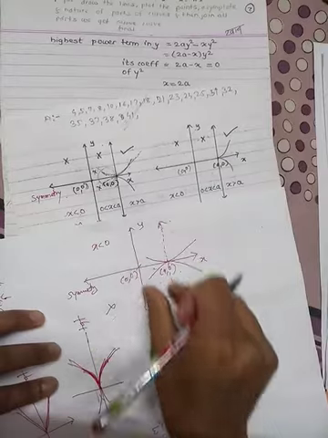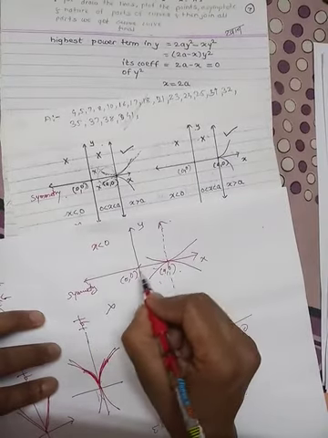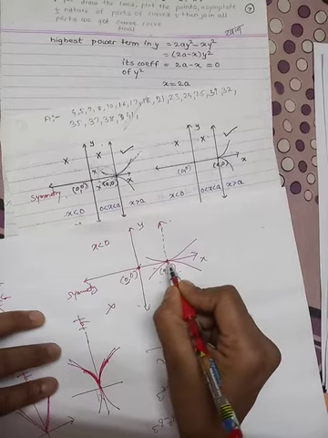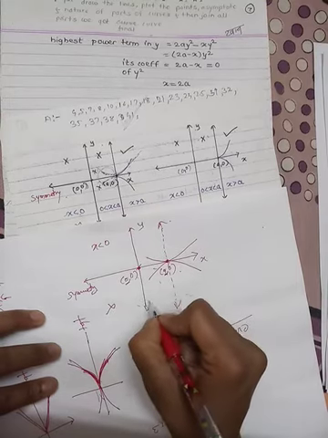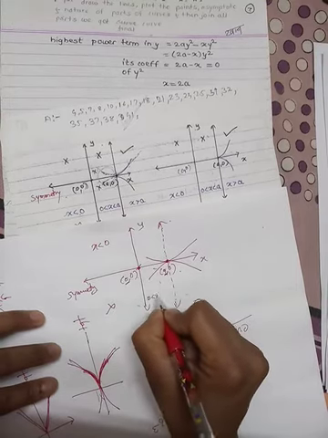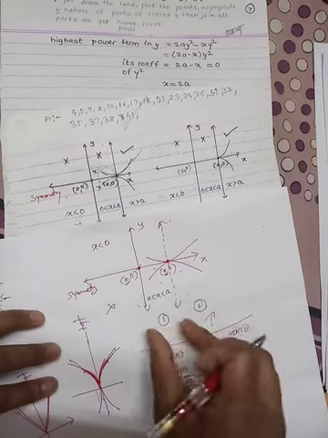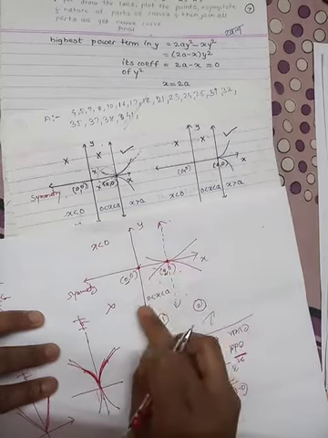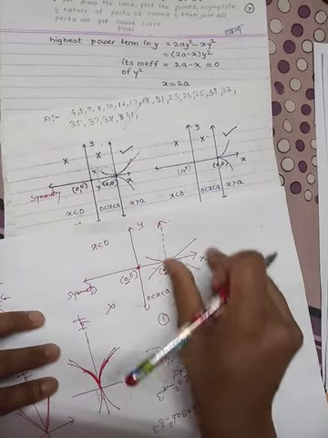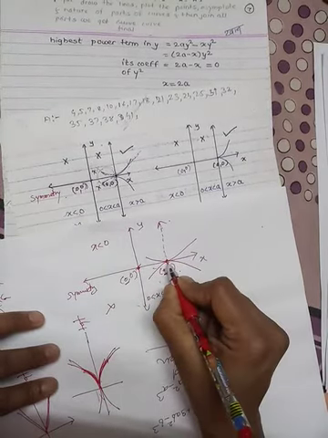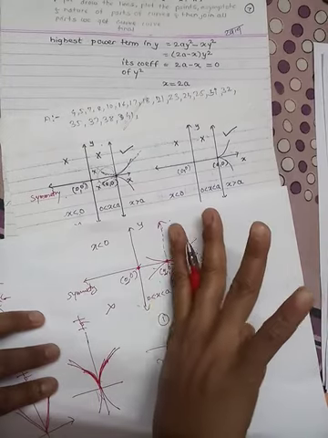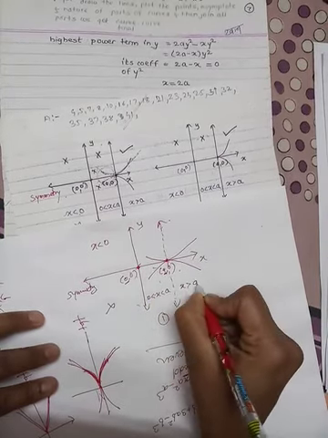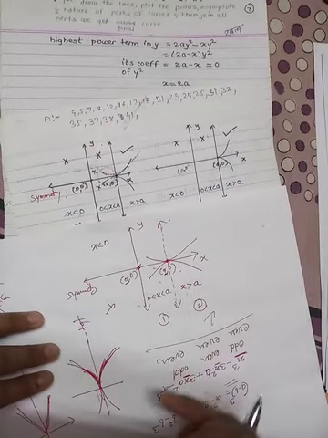This partition is between, here x is 0, and at this point x is a. So this partition name is 0 less than x less than a partition. And this second partition name is, here x is a, so this is your x greater than a partition.